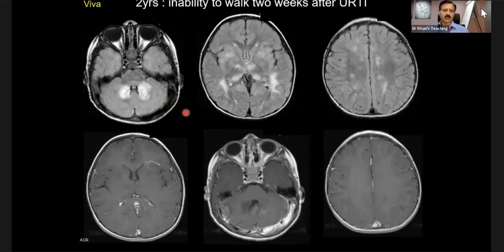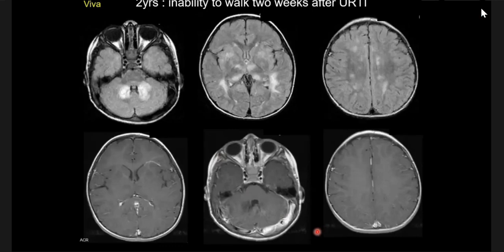Yes, please. 2 years old, inability to walk 2 weeks after URTI. My history is too kind. The examiner is very kind to give you this elaborate history. So that's fine. Okay, so my observations are that there is hyperintense FLAIR signal within the deep white matter, relatively symmetrical in distribution, and it's also within the medial aspect of the cerebellum. There is no contrast enhancement in this context. In a young child that's got an URTI, I think this is likely to be ADEM.